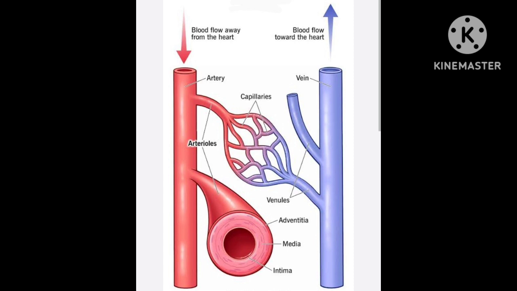Tunica media is the thickest layer that is made up of elastic fibers. It consists of circular smooth muscles. The tunica intima also consists of elastic fibers. It is made up of simple squamous epithelium and areolar connective tissues. The arterioles are also responsible for bringing about vasodilation and vasoconstriction.